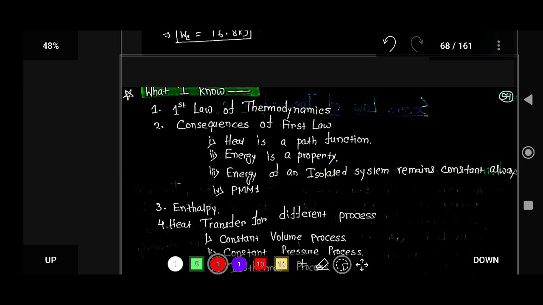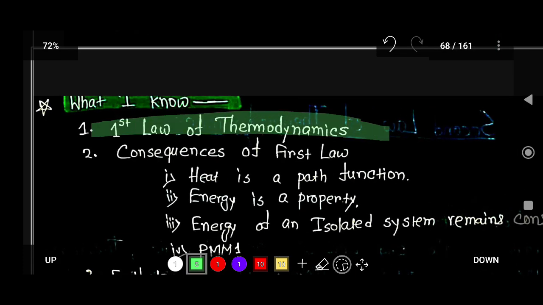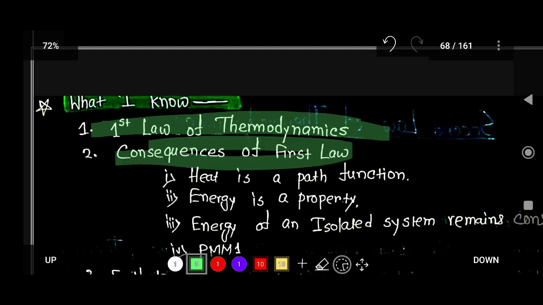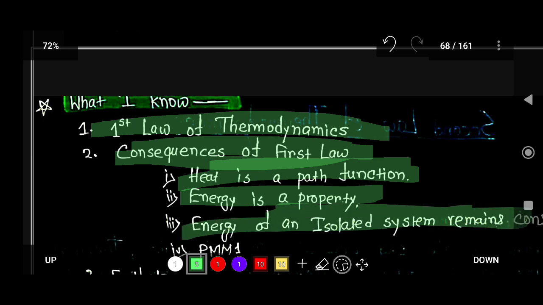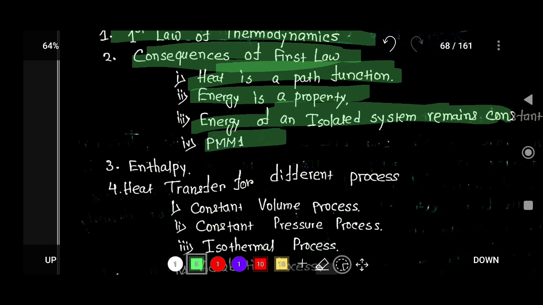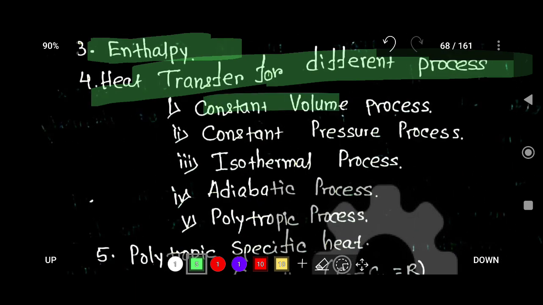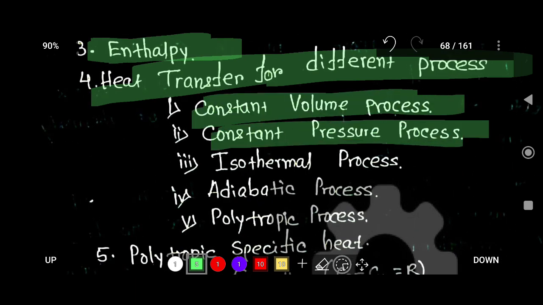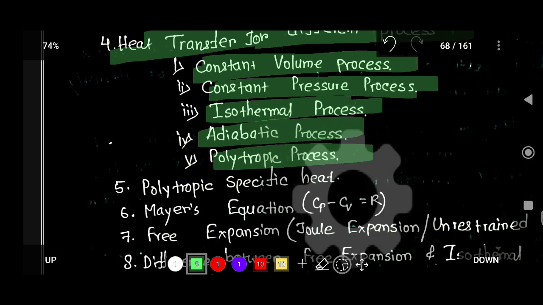In this chapter, on the first law of thermodynamics, we understood what the first law of thermodynamics is and what the consequences of the first law are. That means heat is a path function, energy is a property, energy of an isolated system remains constant, and a perpetual motion machine of the first kind is basically impossible. We got the definition of enthalpy, and we understood the heat transfer for different processes: constant volume process, constant pressure process, isothermal process, adiabatic process, and polytropic process. Okay, in the previous lecture all these things are covered.